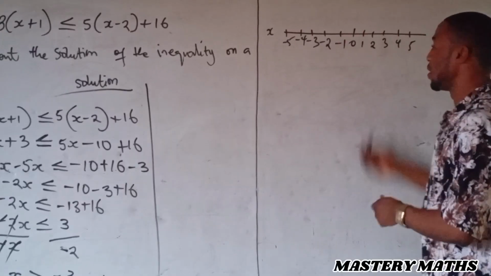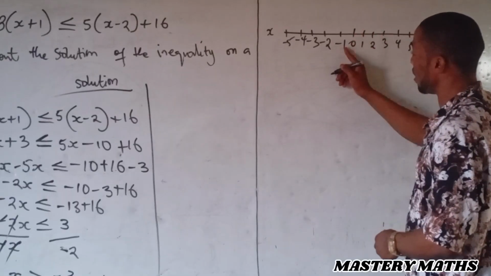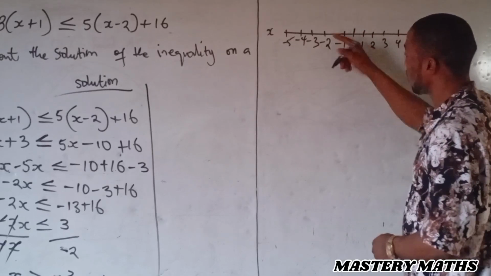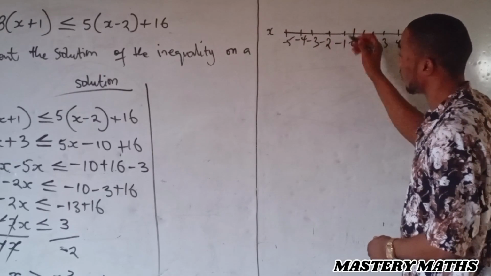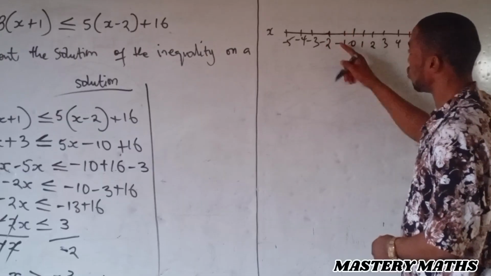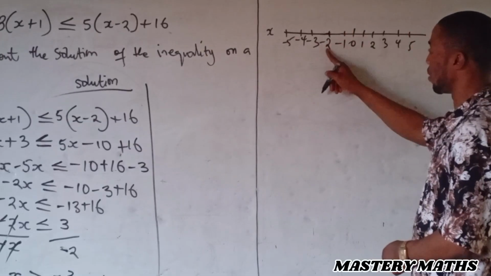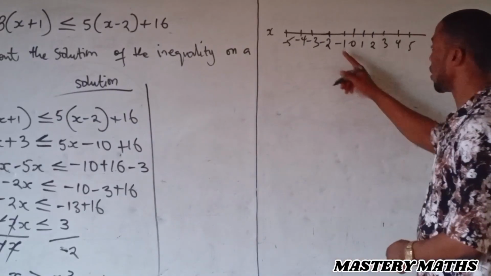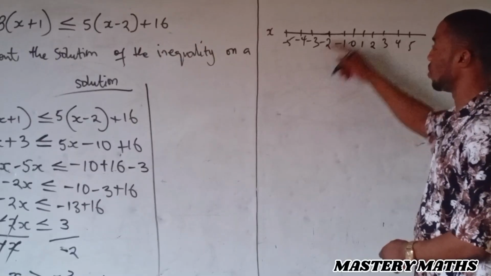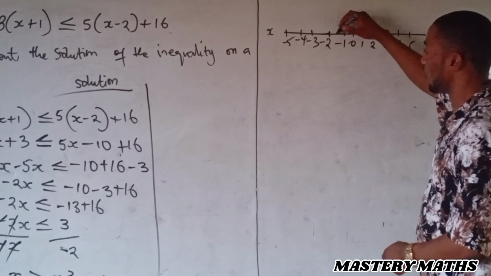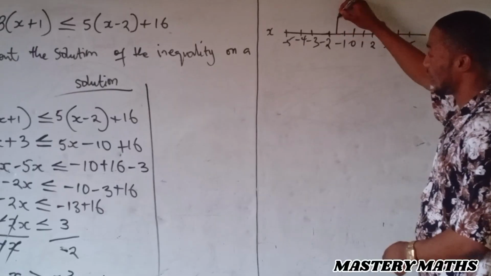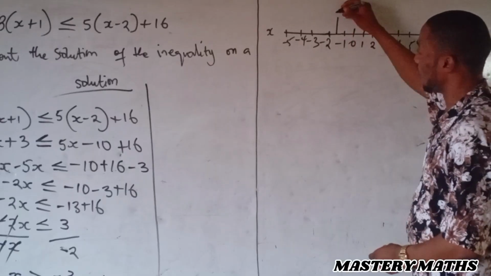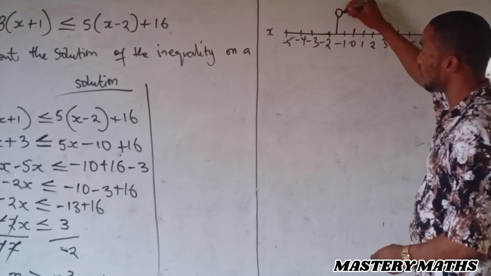So if I'm to draw it now, it is in between this and this. This is my -1, while this is my -2. So my -1.5 will come in between -1 and -2, which is the center. So I'll draw my line here. And what's the next thing? I'll draw a circle.